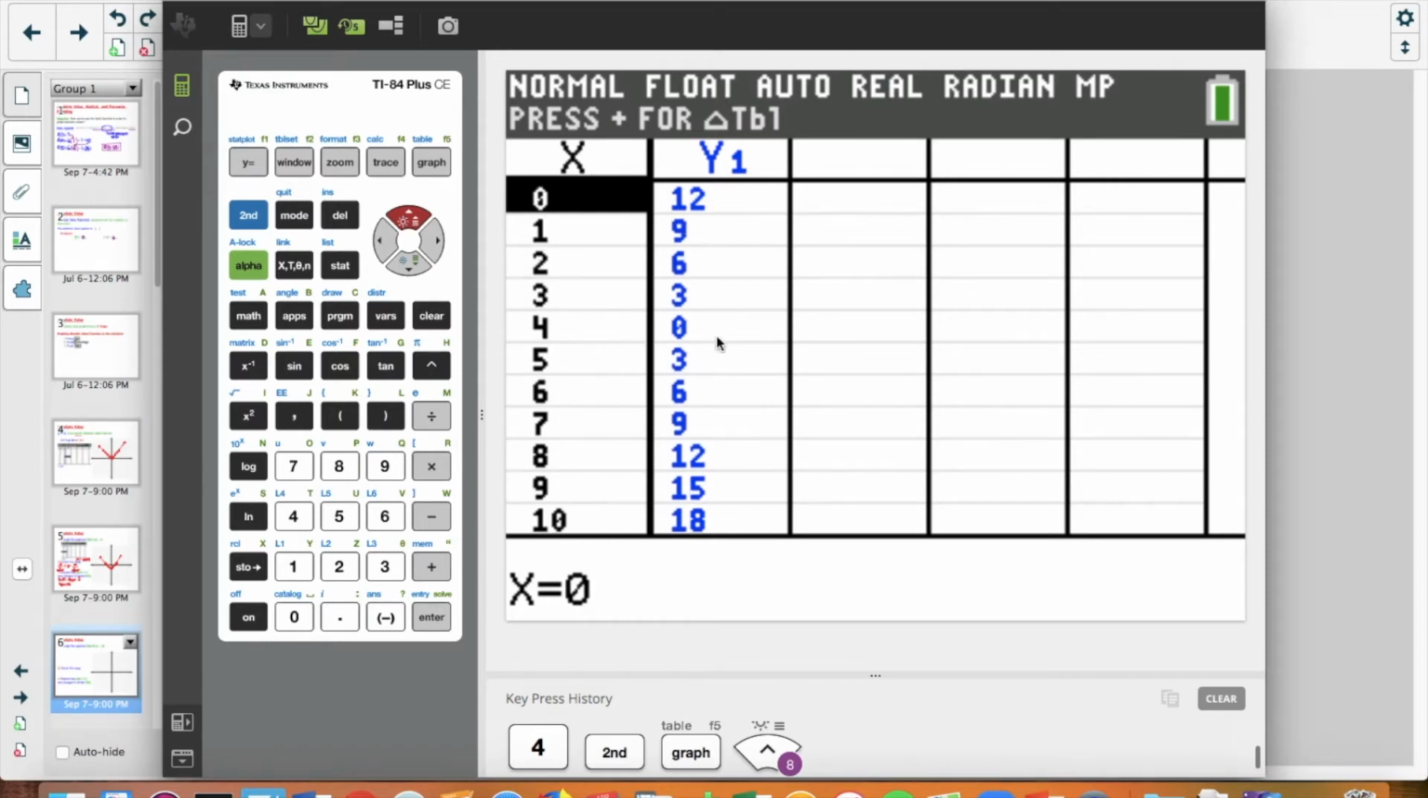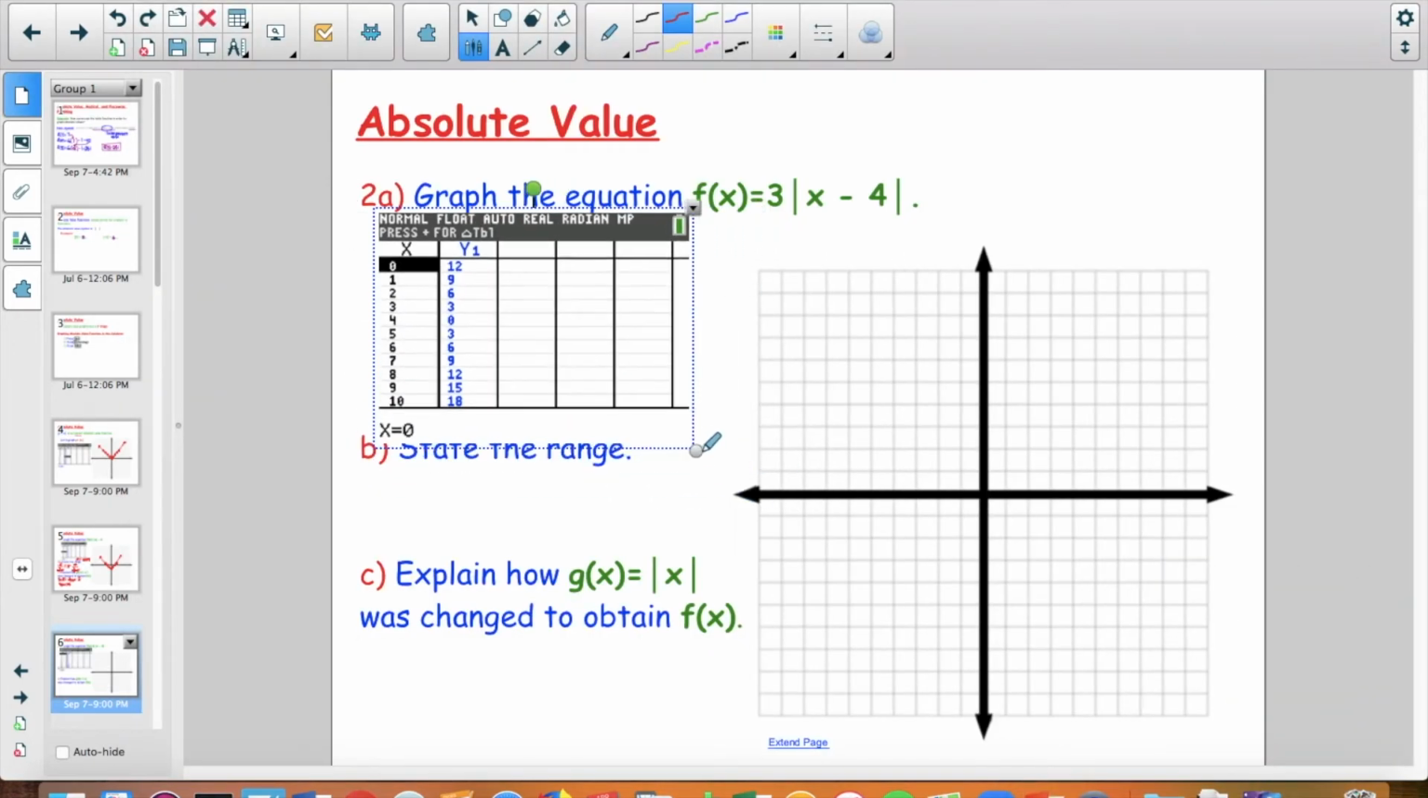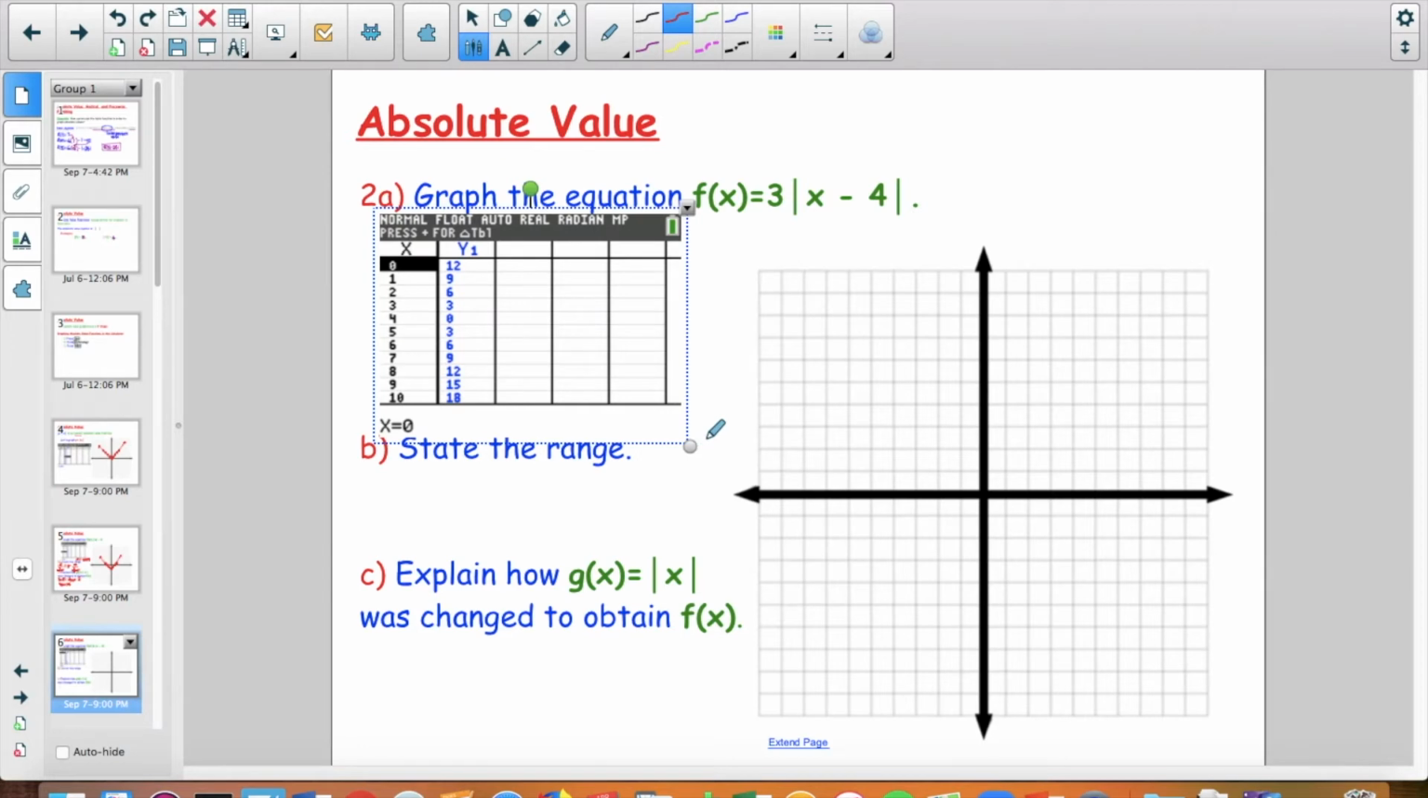Here's the middle of it at x equals 4. So I'm going to drag that here so I can graph. I'm always going to graph the vertex first. The middle of the pattern was 4, 0. So we go 1, 2, 3, 4, 0. Right there. Okay. Then we have 5, 3.